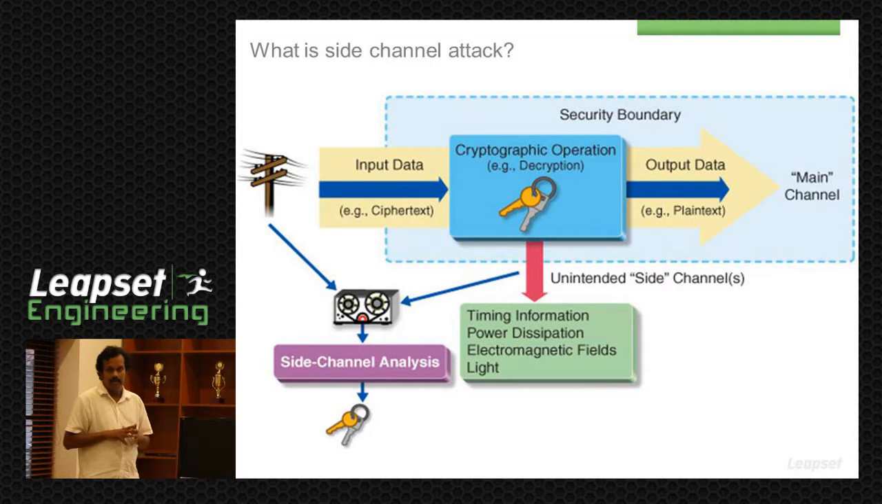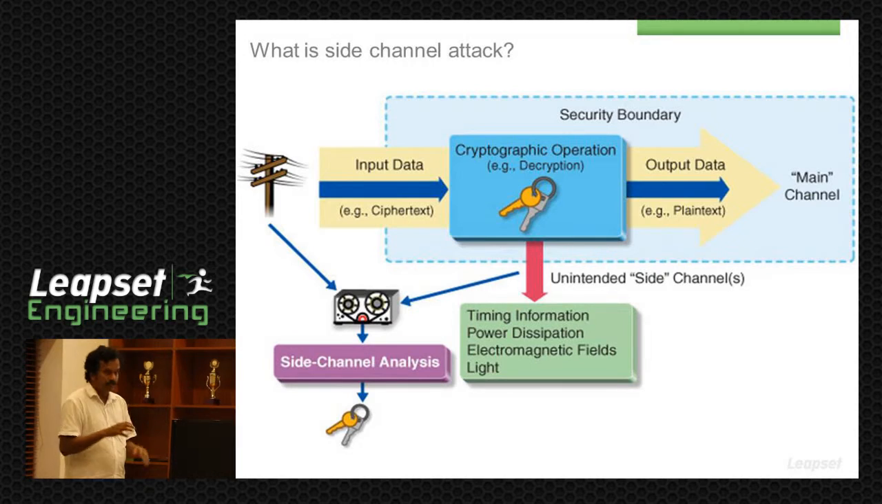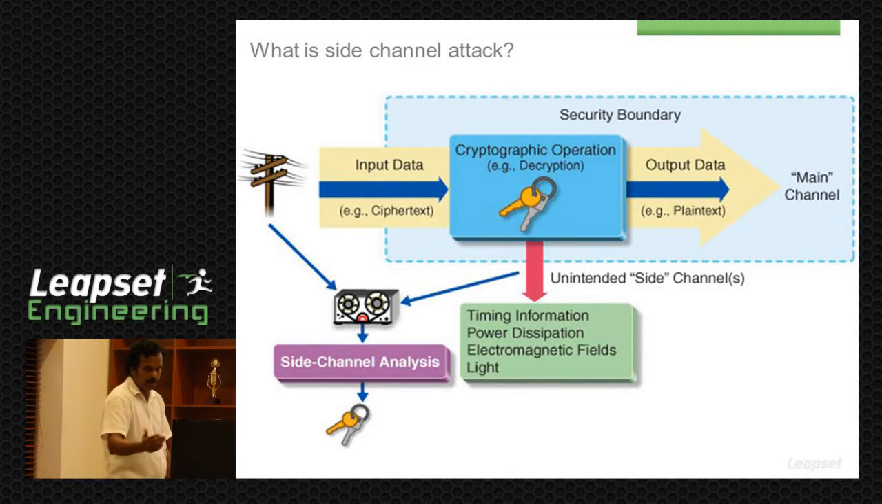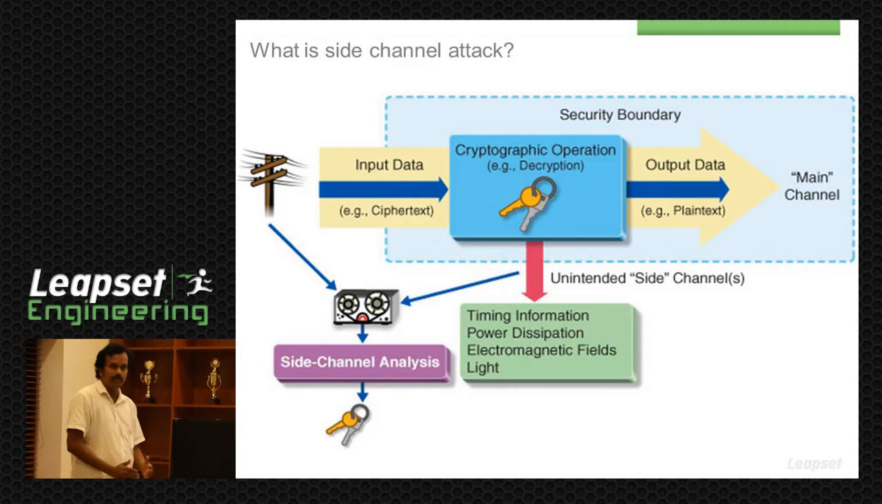from some unintended channel. For example, timing information, power dissipation of your device, electromagnetic radiation created by the electronics being operated inside the machine, and light generated by your monitor. Right? Those channels, you don't really consider them as a communication medium. You don't pay attention. You don't even think those channels can transmit any useful information.